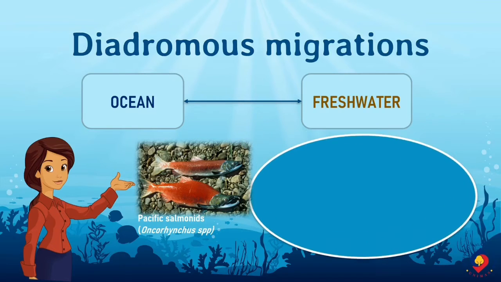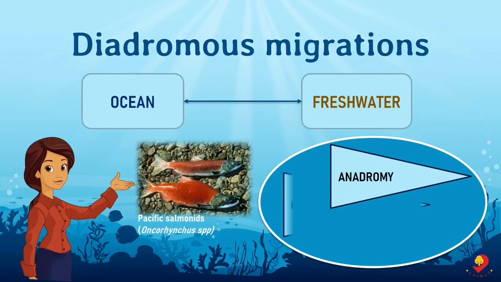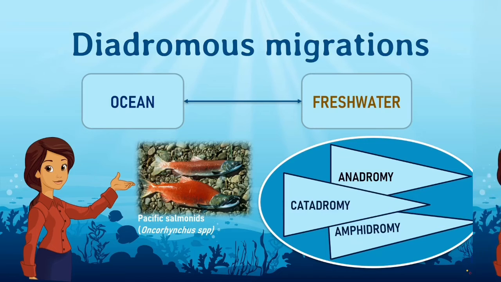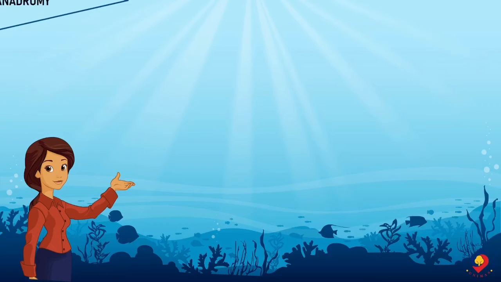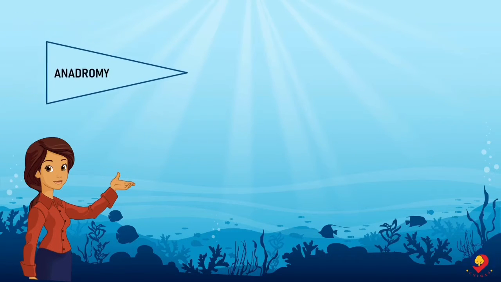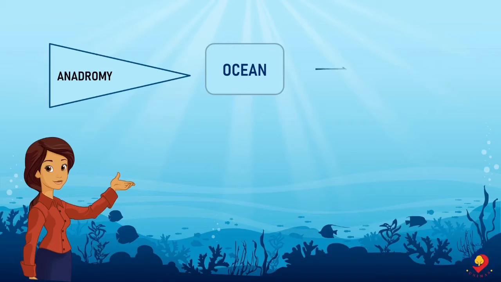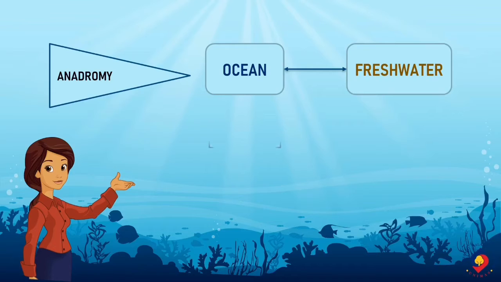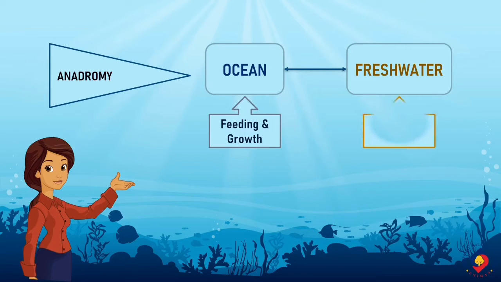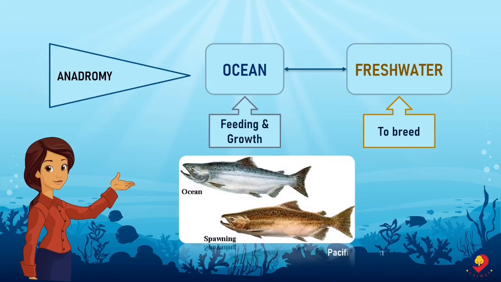There are three categories: anadromy, catadromy, and amphidromy. Firstly is anadromy migration, which occurs when mating, feeding, and growth occur in saltwater and fully grown adults move back into freshwater to spawn, such as Pacific salmon.